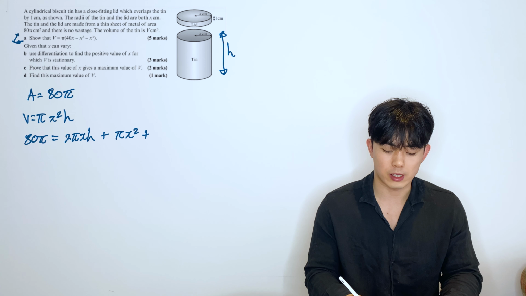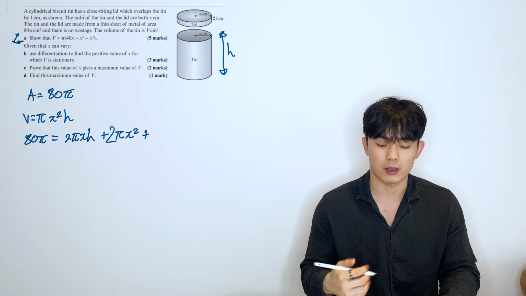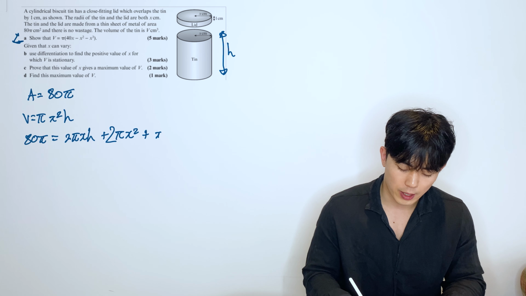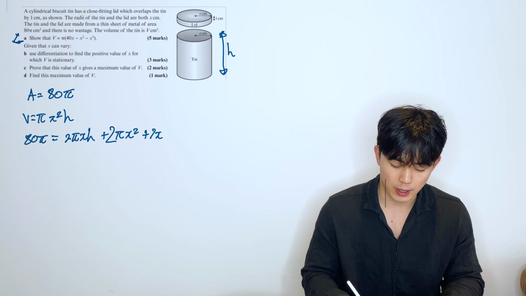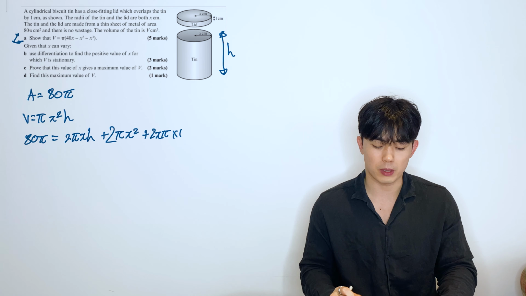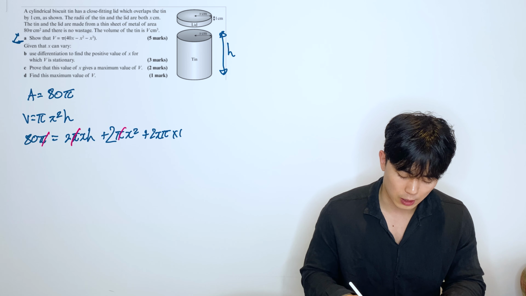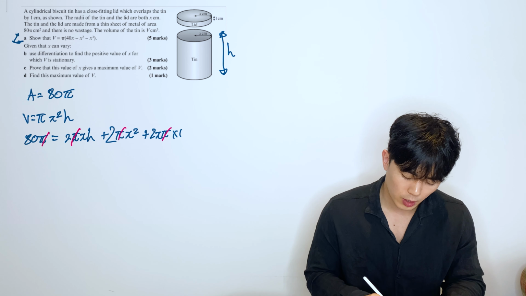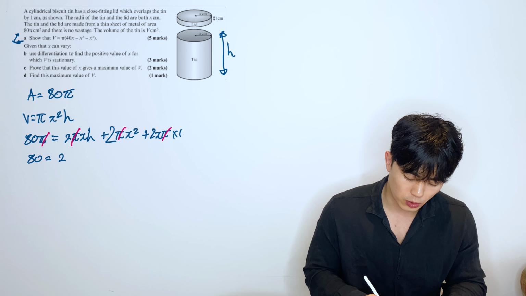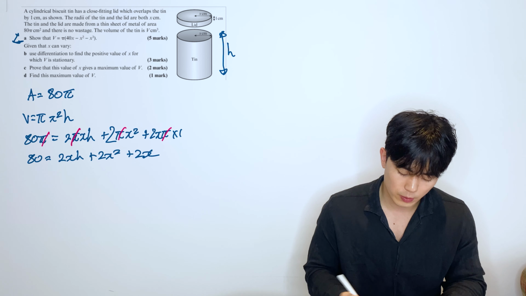Now the lid, so there's a top as well, that's pi x squared, another one. There's also the overhanging part, right? So that's going to be 2 pi x times the height, which is just 1. That's the height of the overlapping part. So let's do a bit of cancelling. Cancel, cancel, cancel, cancel. So we'll get that 80 is equal to 2xh plus 2x squared plus 2x, like this.